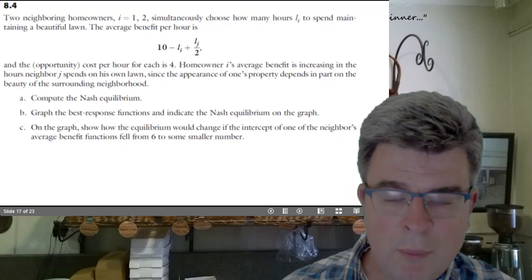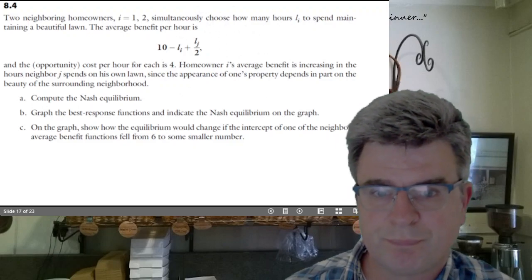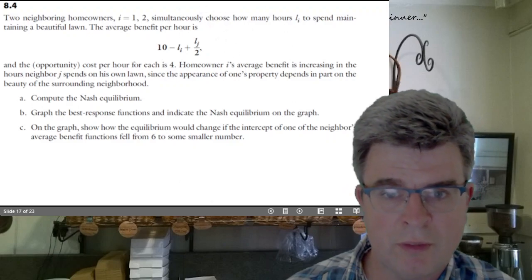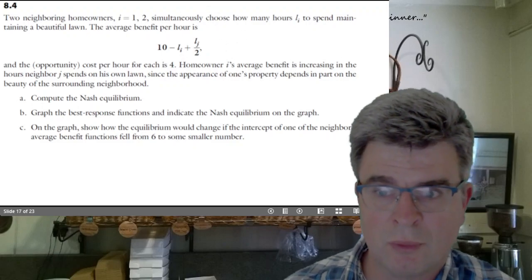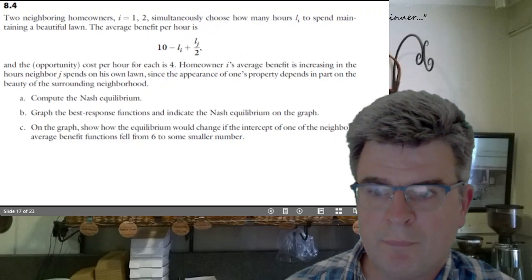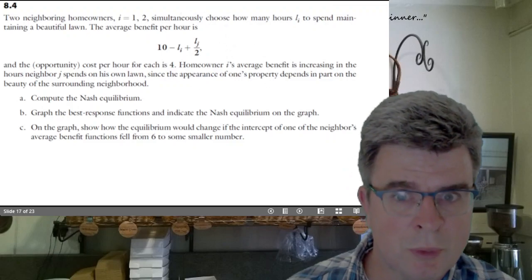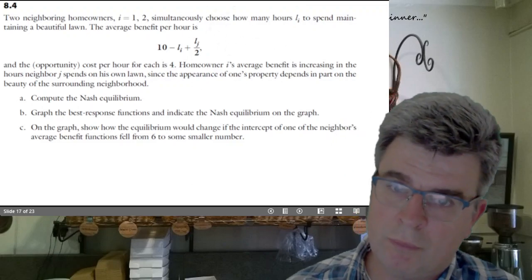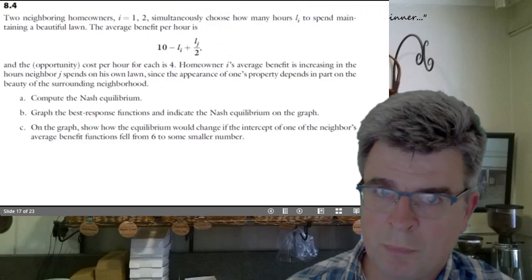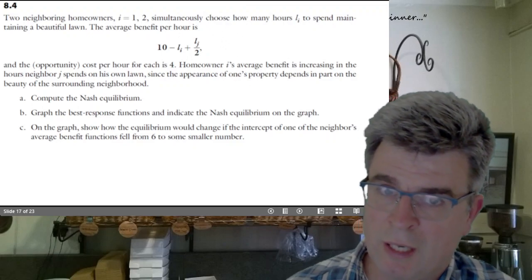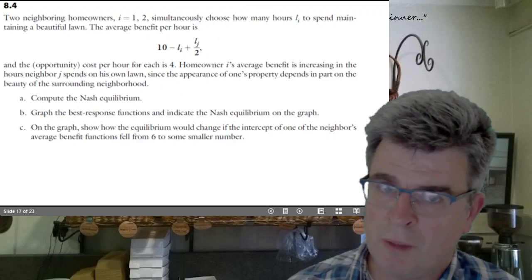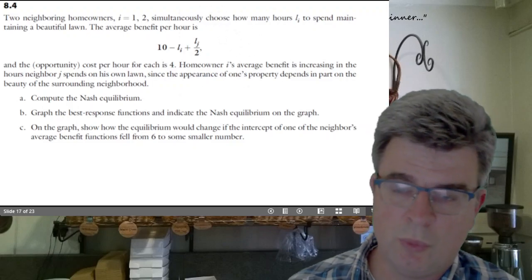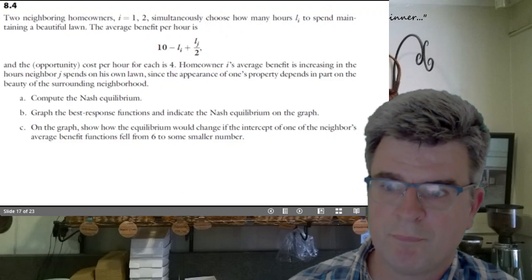The opportunity cost per hour is constant and set at 4. And as said, homeowner i's average benefit is increasing in the hours that the neighbor spends on his own lawn, because the appearance of one property depends in part on the beauty of the surrounding neighborhood. If you need to do the cleaning in your student home, you may have the same, that the average benefit of your cleaning effort positively depends on what your fellow roommates do in terms of cleaning.